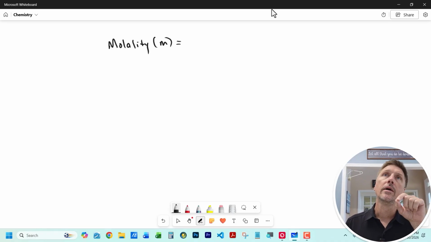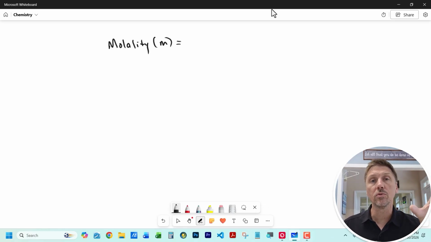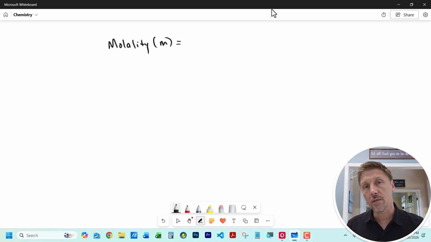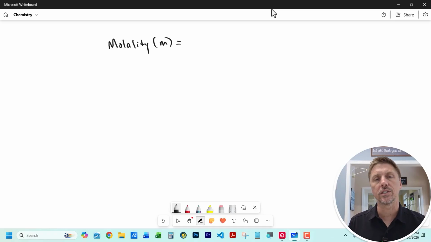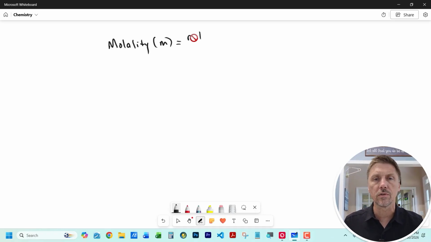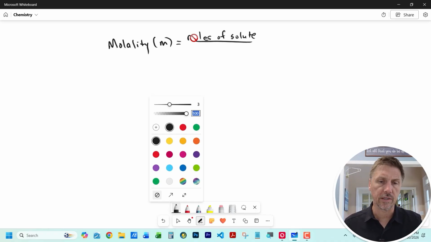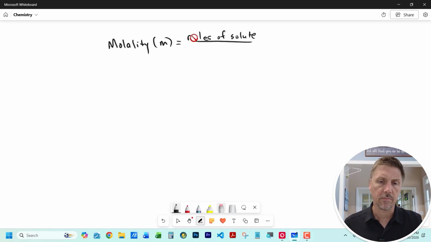And where molarity told us what the relationship was between the moles of the solute and the volume of the solution, molality is going to tell us the relationship between the moles of the solute and the kilograms. I have lost my cursor here, and it's making it a little hard to see this. Let's see if I can get that back somehow. It's not coming back. What if I do this? There we go. Okay, so moles of solute divided by the kilograms of the solvent.